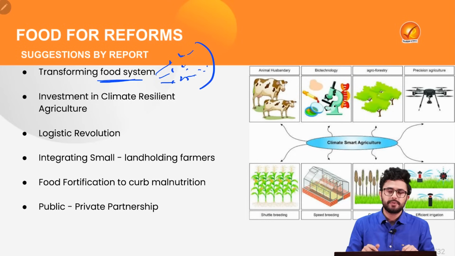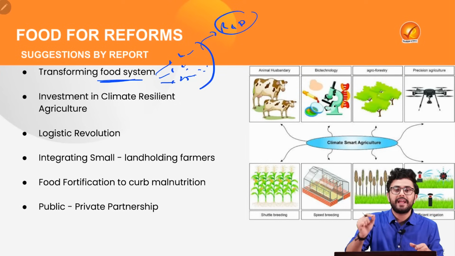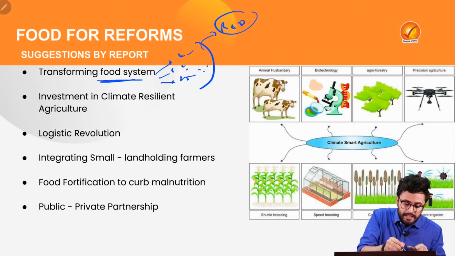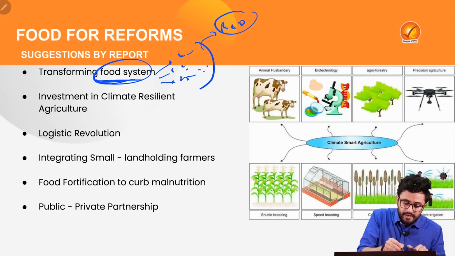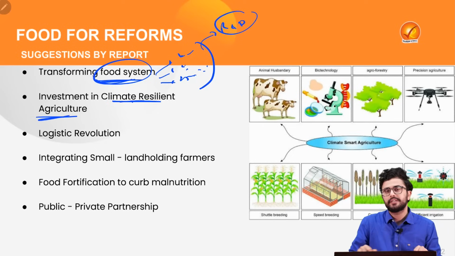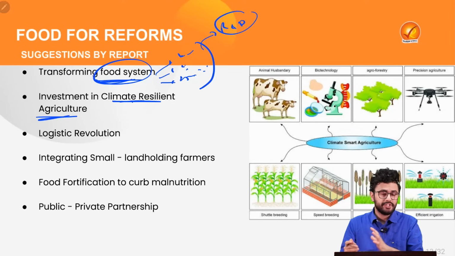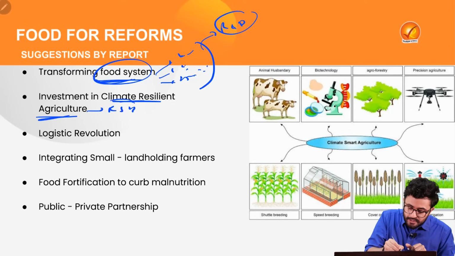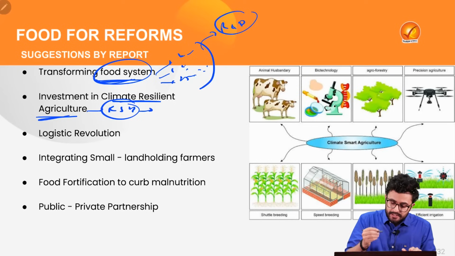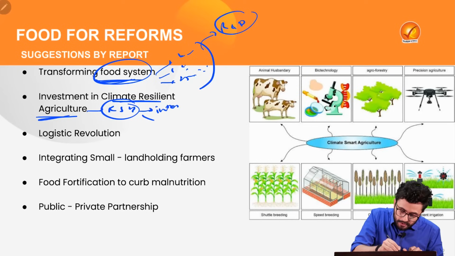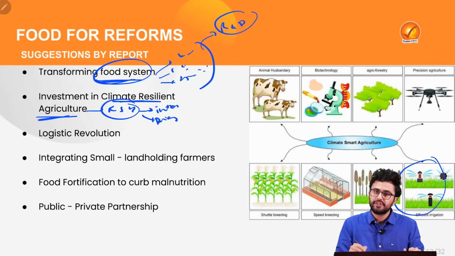And for this purpose, the report suggests that there shall be an increase in the research and development investments in the agriculture food system. Then the reports vouch for investment in climate resilient agriculture. For example, the Per Drop More Crop initiative of Krishi Sinchai Yojana, under which we can adopt innovative methods such as intercropping or drip irrigation to provide efficient irrigation.